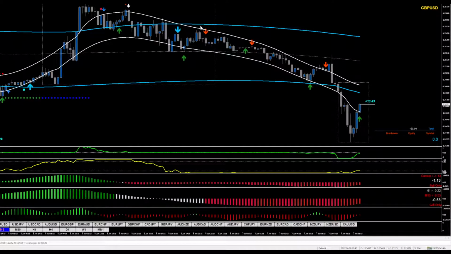Let me go over them real quick. I have them written down here. So once again, first we want to see price coming out of both bands. Ideally, we want to see the white band coming out of the blue band at the same time, which it did now. You can see that here.